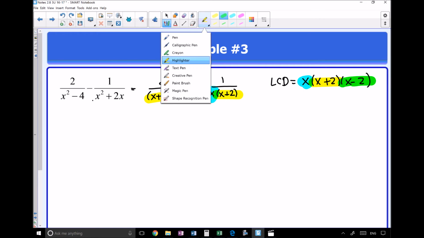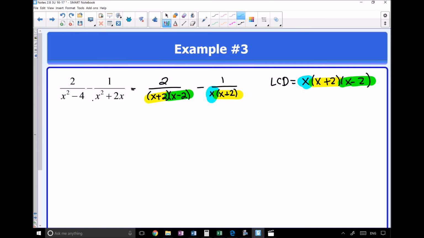All right, so now we need to change all of our fractions so that they have that common denominator of x times x plus 2 times x minus 2. So looking at my first fraction right here, I have the x plus 2 I need, and I have the x minus 2 I need, but I don't have this x. So I need to multiply by x over x. So x times 2 ends up giving me 2x right here. That's how I get this 2x right here, okay?